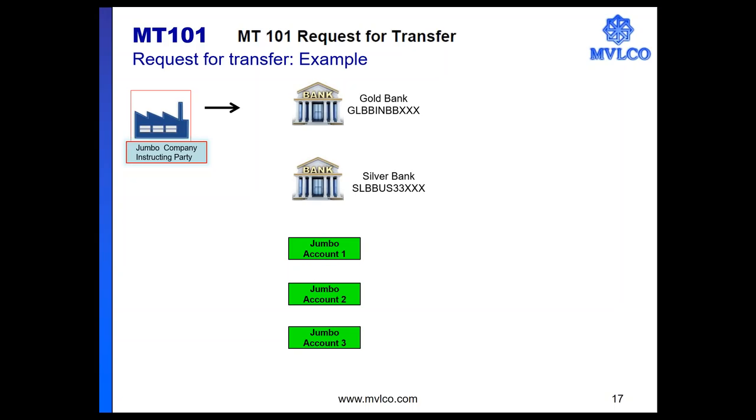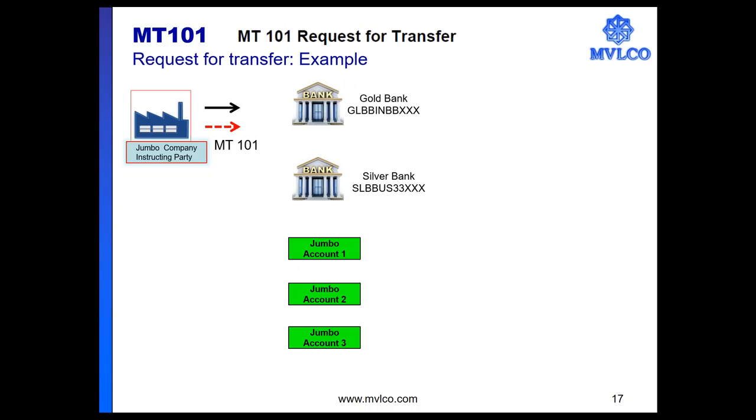Now, if Jumbo does not have Swift connectivity, it will communicate with its bank, Gold Bank, telling Gold Bank to tell Silver Bank to move money from Silver Bank. So let's understand once again. Jumbo has an account with Silver Bank. Jumbo is asking Gold to ask Silver to make the payment out of Jumbo's account with Silver. So Jumbo sends a non-Swift message, because the assumption here is Jumbo does not have Swift connectivity. When Jumbo has Swift connectivity, it will use the MT101, asking Gold once again that please make the payment out of my accounts at Silver Bank.